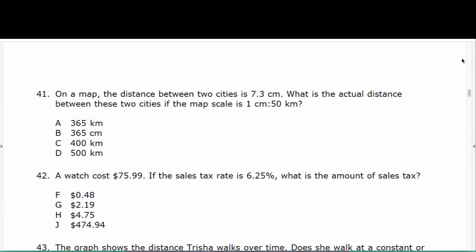Question 41. On a map, the distance between two cities is 7.3 centimeters. What is the actual distance between these two cities if the map scale is 1 centimeter to 50 kilometers? A. 365 kilometers. B. 365 centimeters. C. 400 kilometers. D. 500 kilometers.